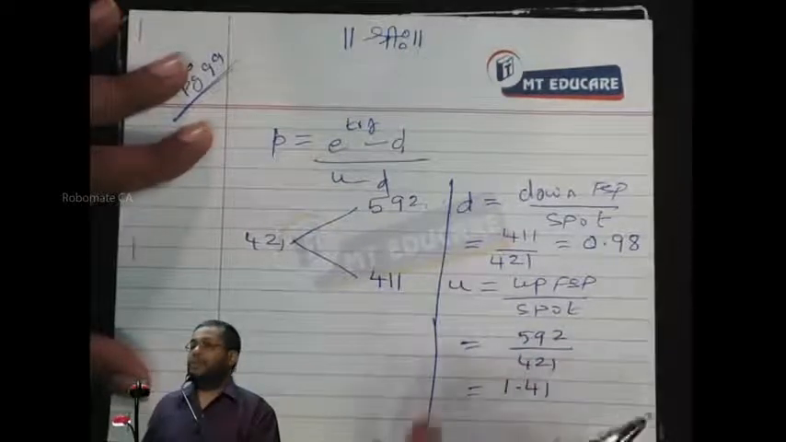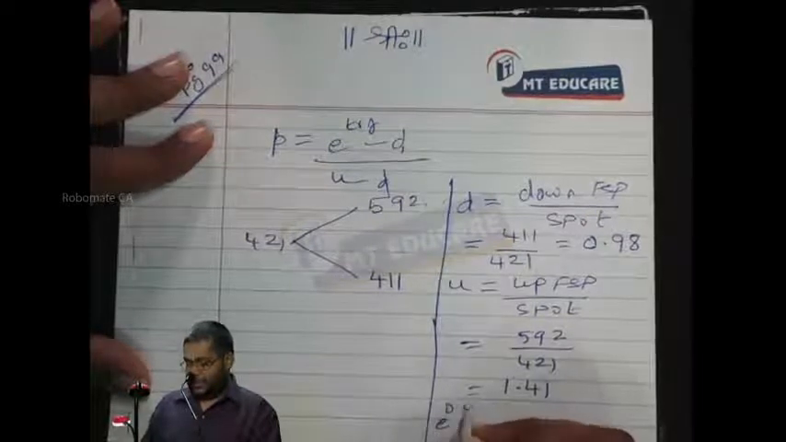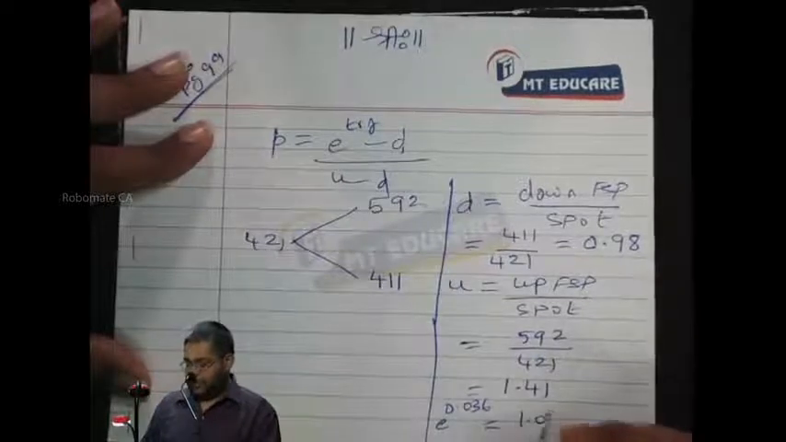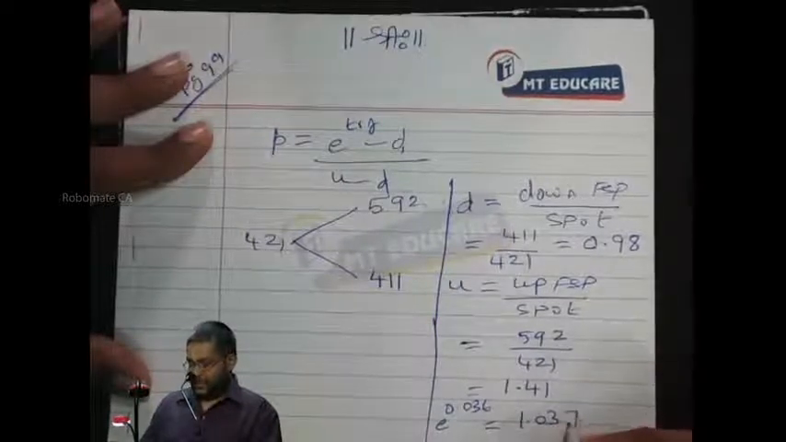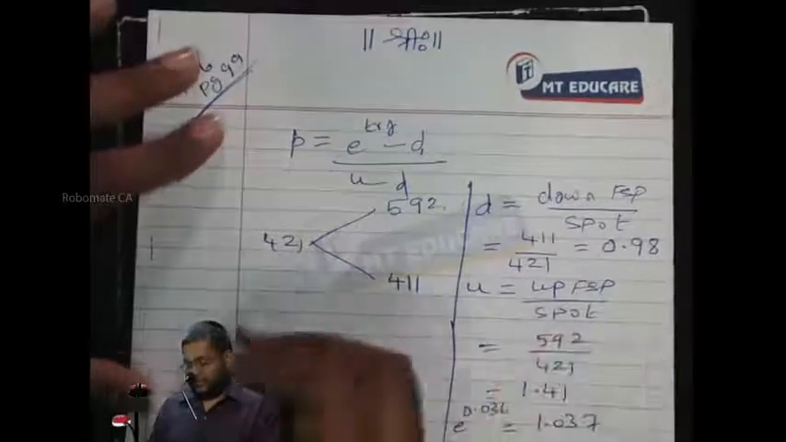You have no work; e power TRF is given. Yes or no? Now, e power 0.036, that's the TRF they have given. The number here is 1.037.